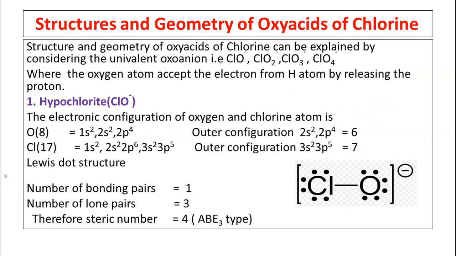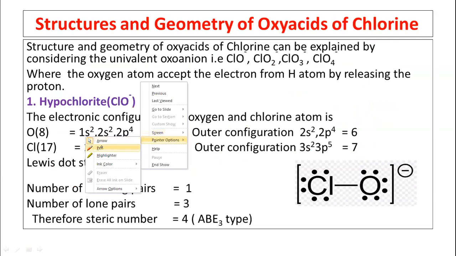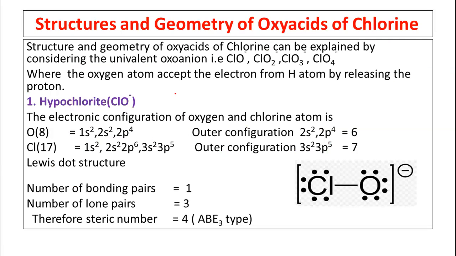First one is hypochlorite. Let us discuss the structure of hypochlorite on the basis of VSEPR theory. This is the hypochlorite ion, ClO minus ion. It is obtained from hypochlorous acid, HClO. When it is dissociated, this anion is formed.